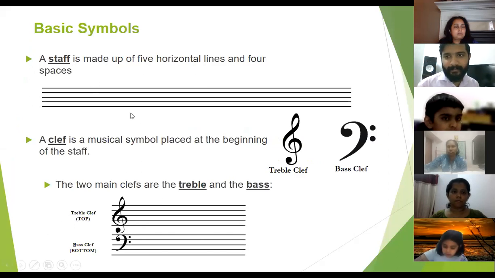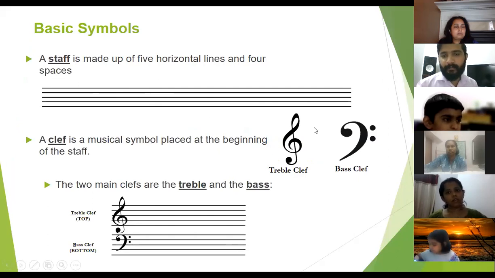There are 5 lines and 4 spaces. Those who are new, please get your papers, pens, and all ready and draw it quickly. Otherwise, you won't understand anything. So 5 lines and 4 spaces. One, two, three, four, 5 lines, 4 spaces. This is called a staff.